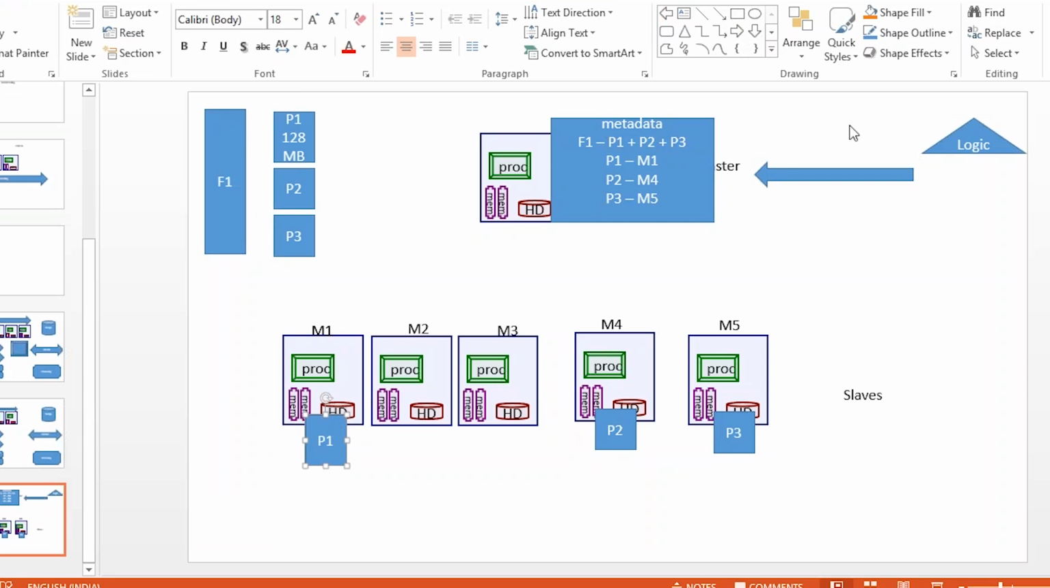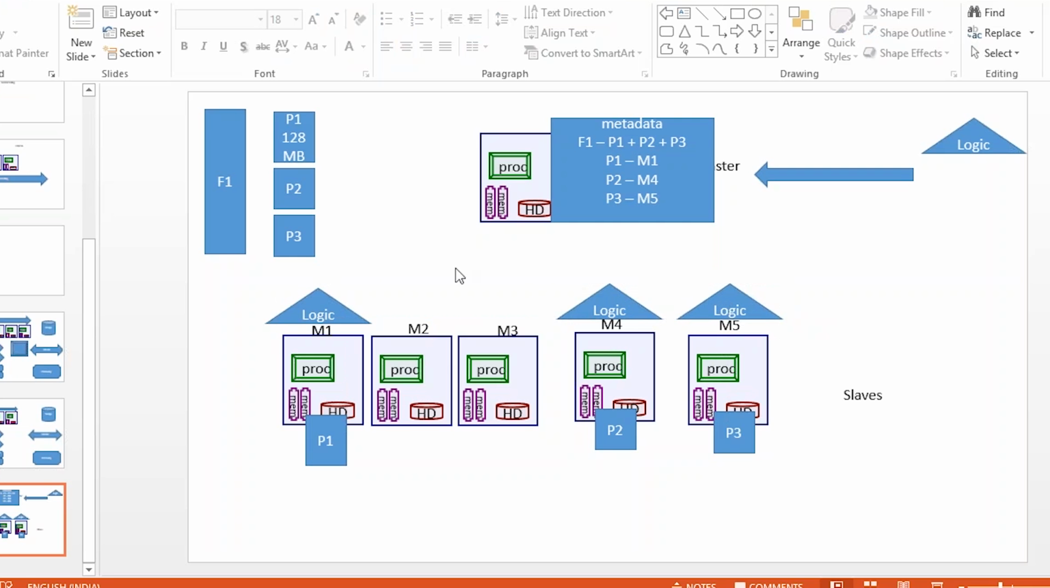To avoid that, I'm going to send the logic, the copy of the code, near to the machine where the pieces exist. Because generally the logic or the program size will be very, very small. It's not going to be in GB, it will be very few MBs.